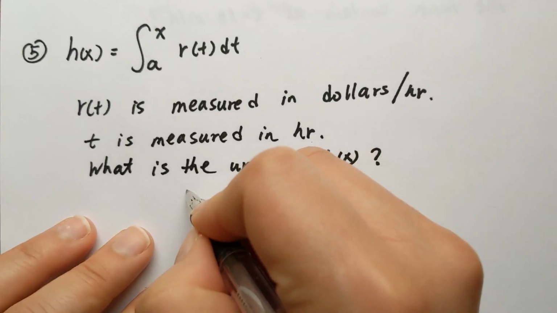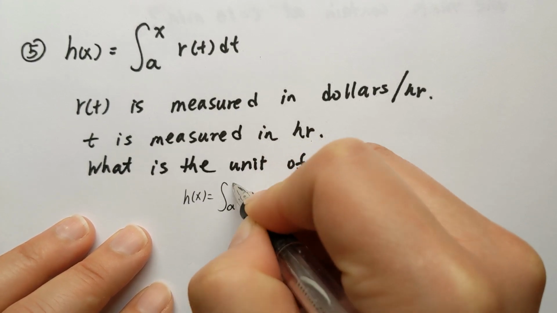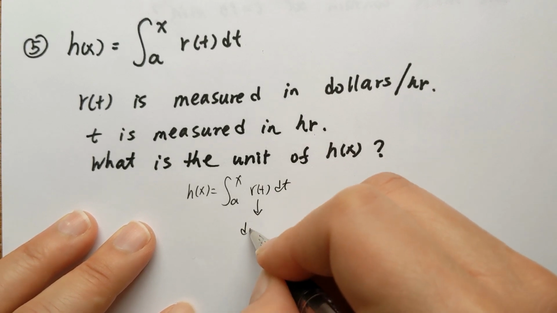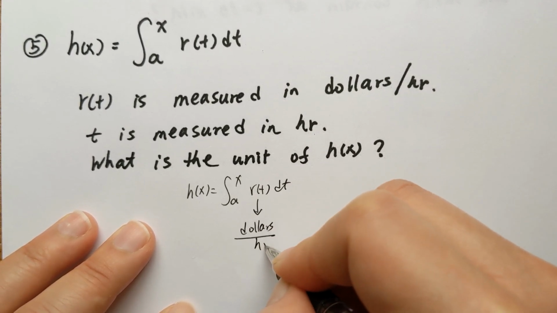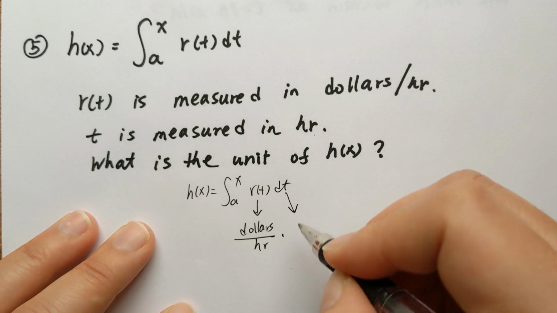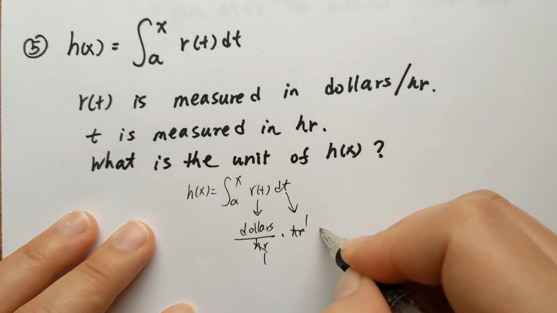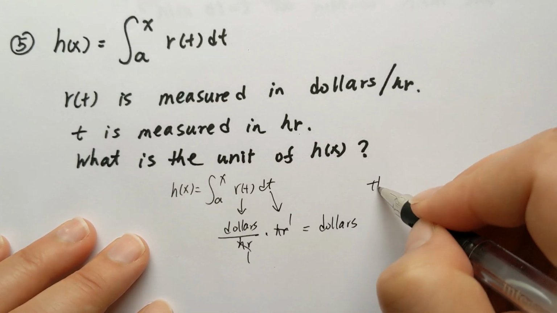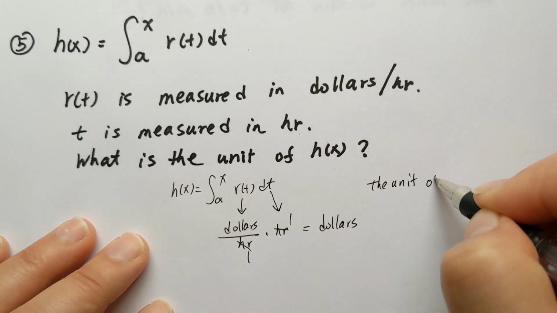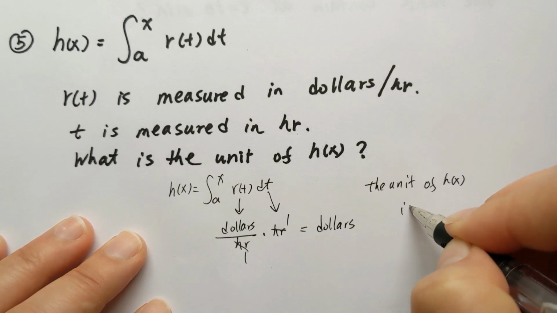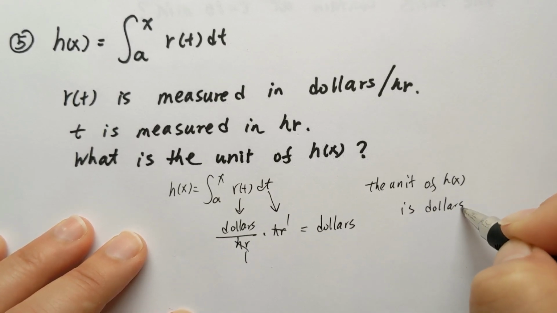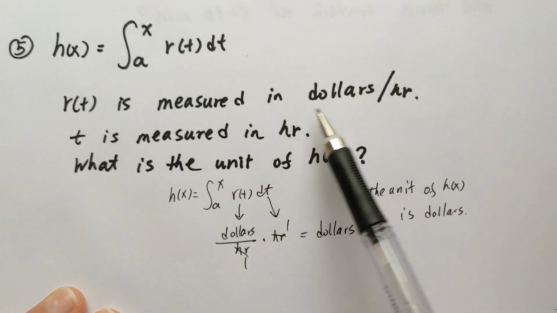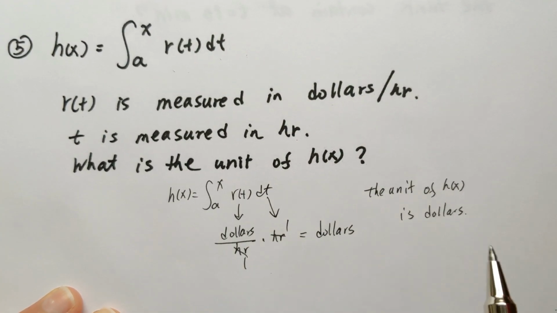So the unit of r(t) is dollars per hour, and the unit for the time is hours. So we cancel, and we get dollars. Therefore, the unit of h of x is dollars. So one more time, all you have to do is multiply the unit of the integrand and the time, dt.